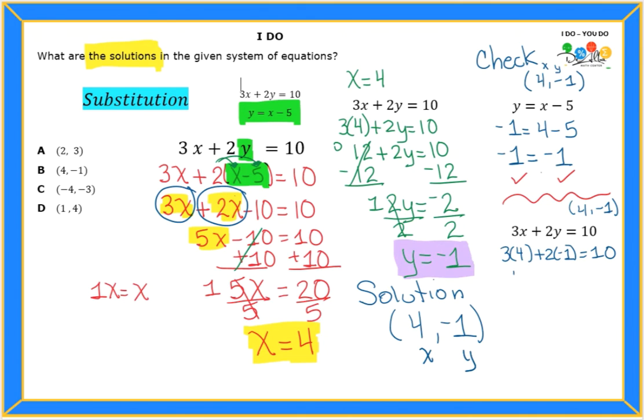Okay, so 3 times 4 is 12, plus 2 times negative 1 is negative 2, right? And when I actually work out my problem, 12 plus a negative 2 gives me a 10 equals a 10. So what happened? Did I get the same 10 on both sides? Yes, I did. So what does that mean about my problem? Well, it basically means that this is the solution, right? So my solution is going to be 4 and negative 1, which is letter B for us over here.